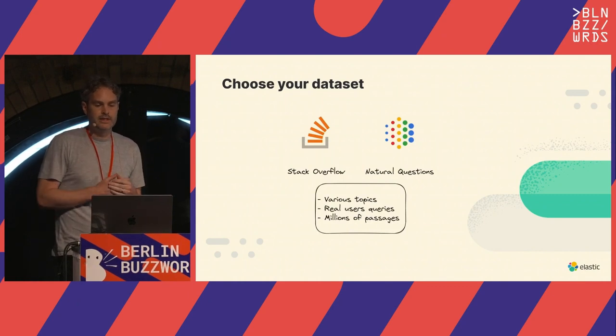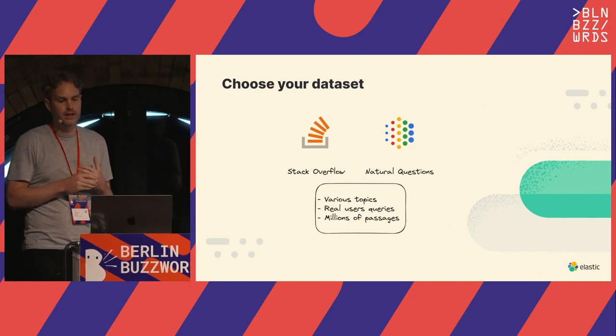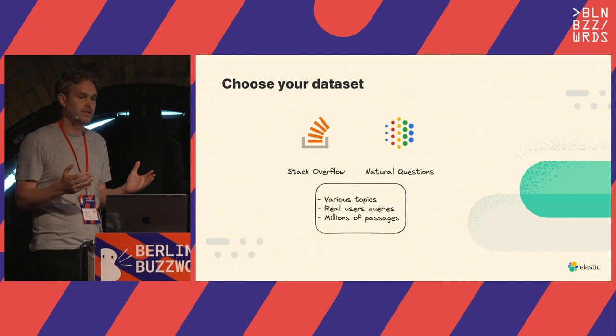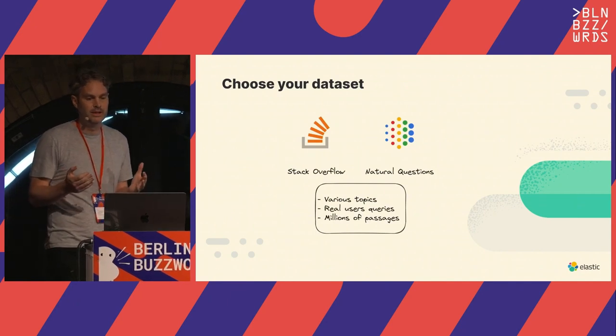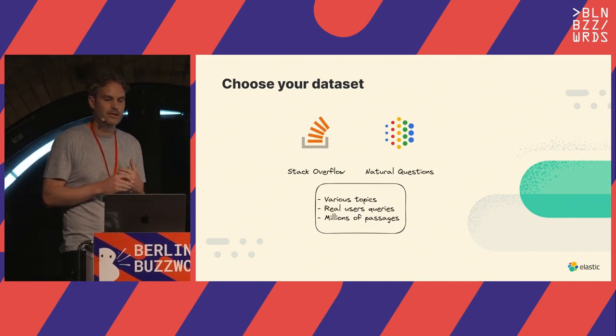And we also used Google Natural Questions. So that was open domain question answering. That was essentially from web search and scraped web results that had manual markup. So in total, there are around 1 million queries.